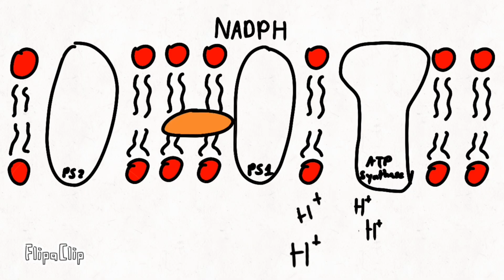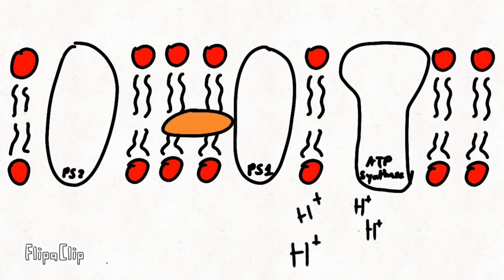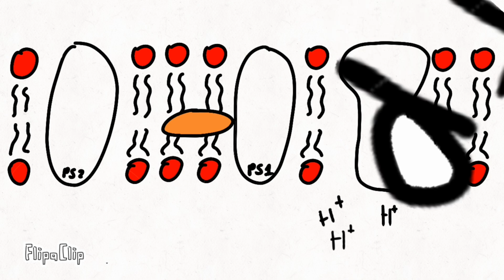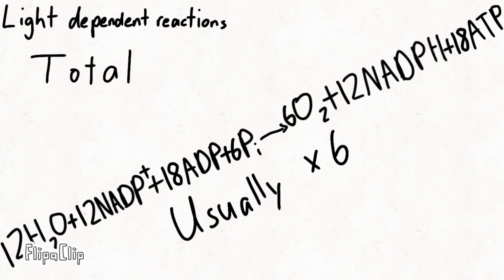NADP and hydrogen combine to make NADPH, which makes a concentration gradient of hydrogen, which forces hydrogen to go into the ATP synthase to make ATP. Usually, this happens 6 times, which is very important.